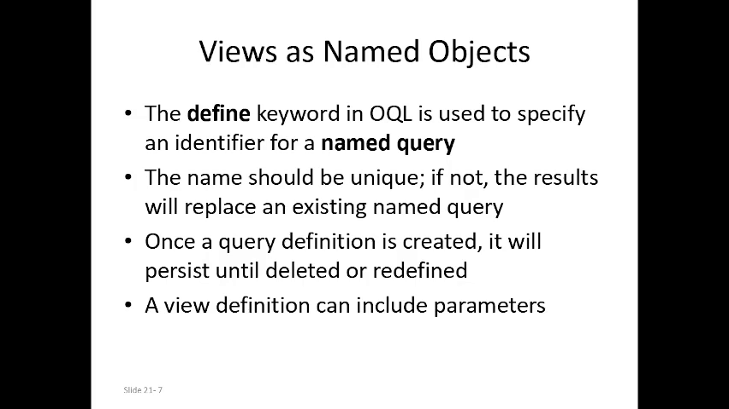Then views as named objects. The view mechanism in OQL uses the concept of a named query. So the define keyword is used to specify an identifier of a named query, which must be a unique name among all named objects, data names, method names, function names in the schema.